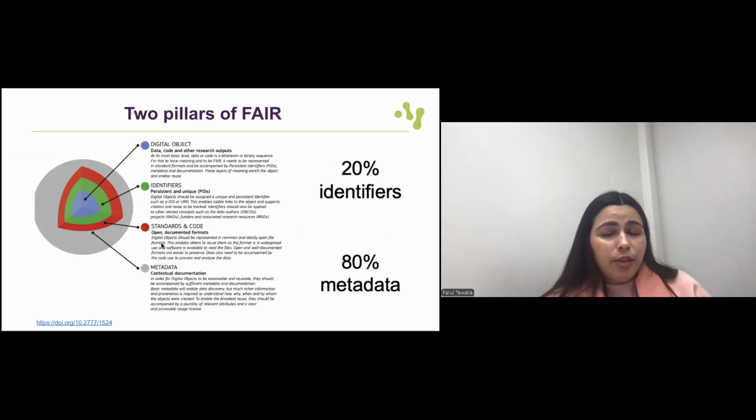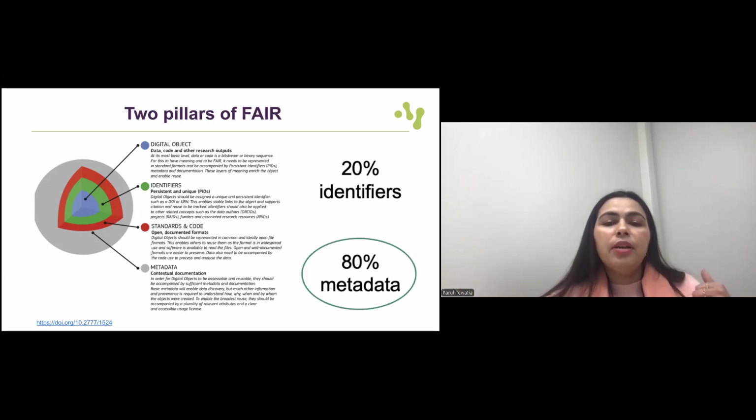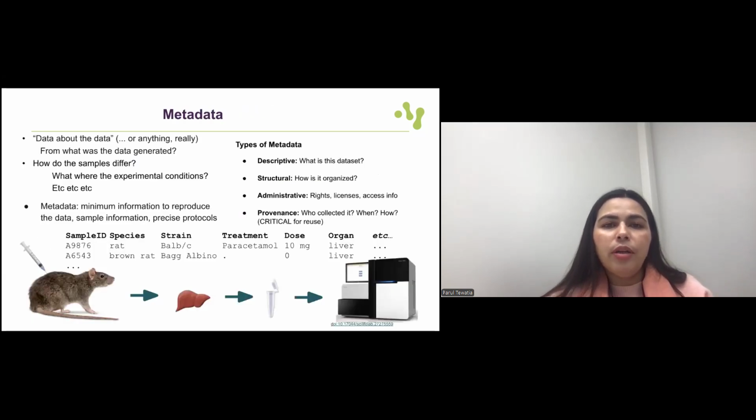Now, there are two pillars of FAIR here. 20% are identifiers, which is digital objects, PIDs, codes, etc. But then 80% of all this comes down to metadata, right? So keeping this in mind, we move forward. Everyone knows, but just to give a brief recap, what is metadata? In simple terms, it is data about data. You define the data, right?